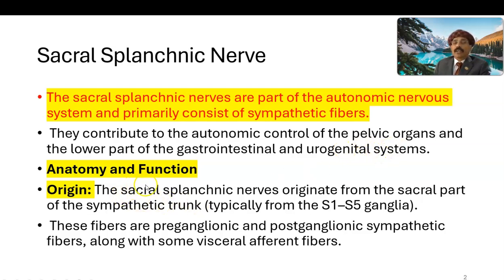Anatomy and function of the sacral splanchnic nerve, origin. The sacral splanchnic nerve originates from the sacral part of the sympathetic trunk, typically the S1 to S5 ganglia. These fibers are preganglionic and postganglionic sympathetic fibers, along with some visceral efferent fibers.